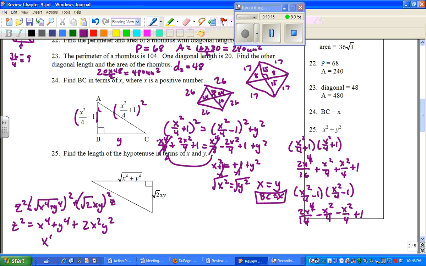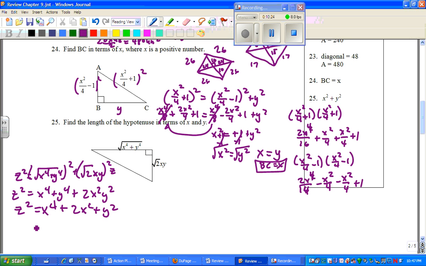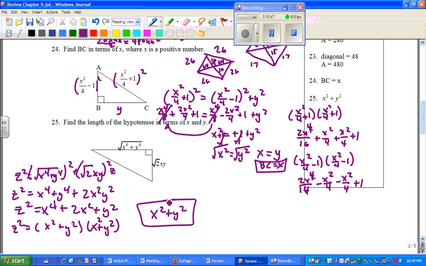Well, when I get this and I rewrite it as x to the fourth plus 2x squared y squared plus y to the fourth, I can factor this piece here, and when I factor this piece, I get x squared plus y squared times x squared plus y squared. So when I look at this, I know that in terms of x and y, x squared plus y squared is the hypotenuse that I'm looking for.